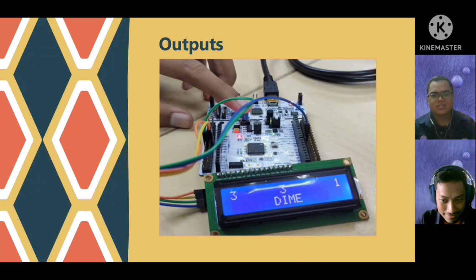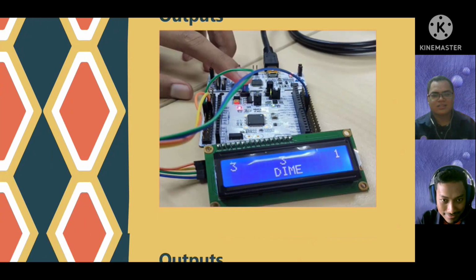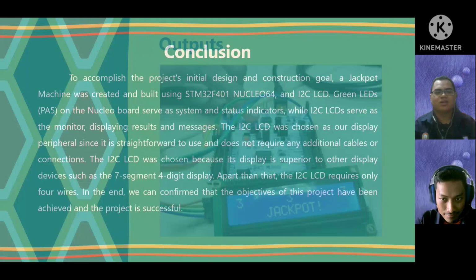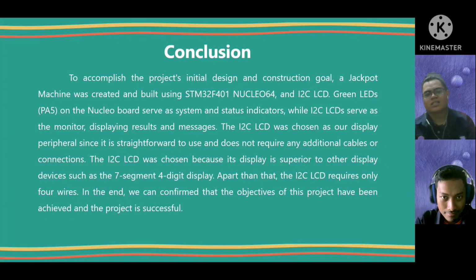So next, this is the jackpot, which means the three numbers are all the same and the user gets the number 3 for all the numbers. Okay, so that's it, our outputs for the four conditions. So we advance to the conclusion.